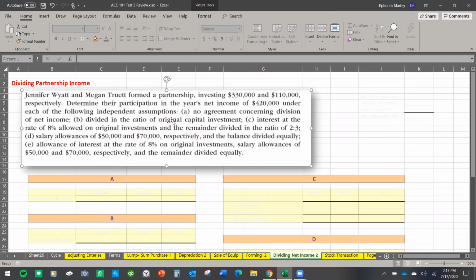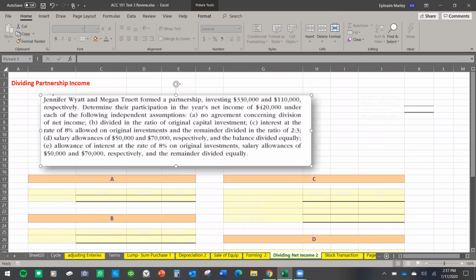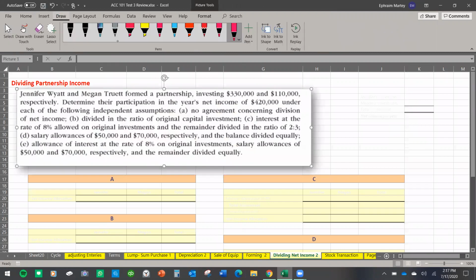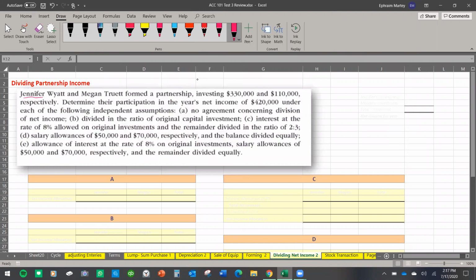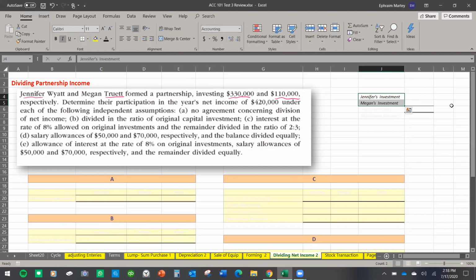Okay, so I'm going to begin by, we have these two people. We have Jennifer, and then we have Megan Trout. Our partnership is investing 330,000 and 110,000. So I'm just going to list this information. Jennifer's investment was 330,000, and Megan's investment is 110,000.